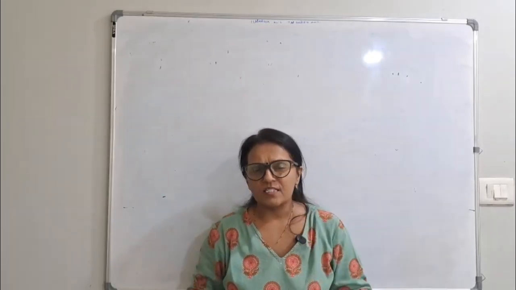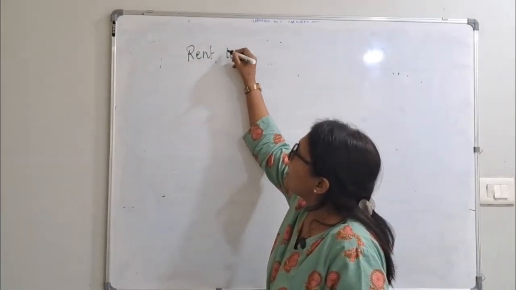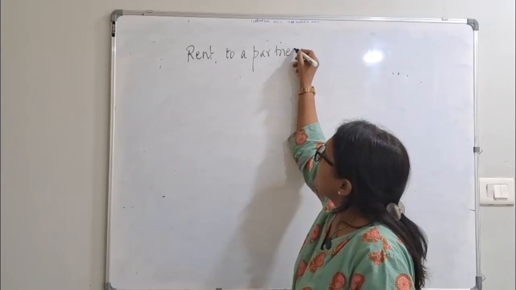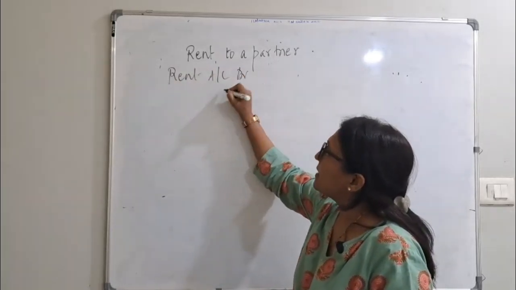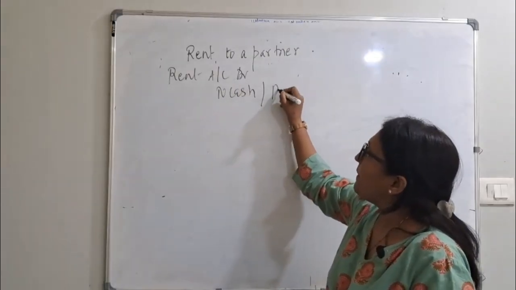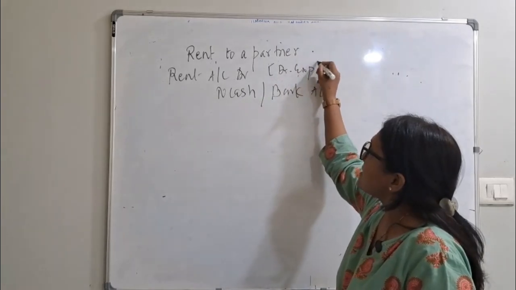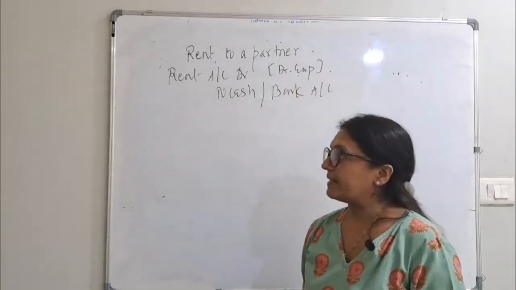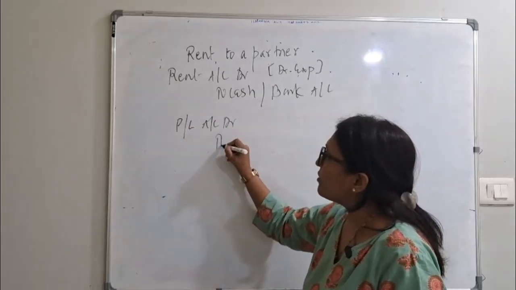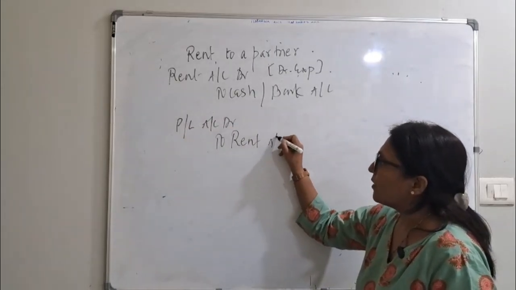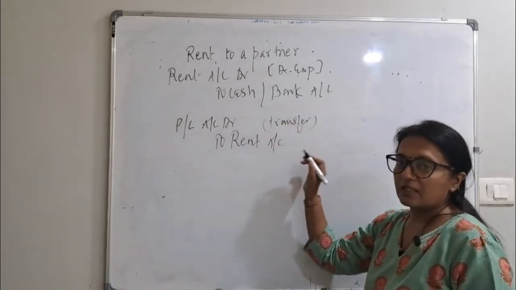Next, what we are going to do is a small topic, that is rent to a partner. It is all about rent to a partner. Simple. Rent account debit to cash or bank account. Rent is debited because we debit the expenses. Cash is going out, credit cash. Second journal entry is you're transferring this to P&L account. Profit and loss account debit to rent account. Simple. This is your transfer entry. Take a look.